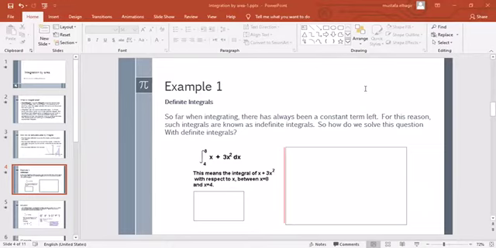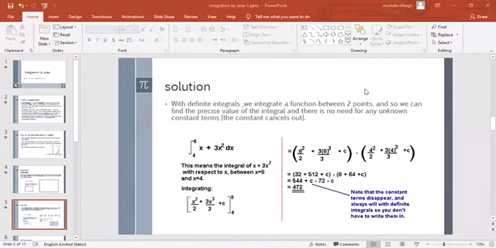Example 1. Definite integrals. So far, when integrating, there has always been a constant term left. For this reason, such integrals are known as indefinite integrals. So whenever there's a question which always has a constant term left, this question is called an indefinite integral. So how do we solve this question?